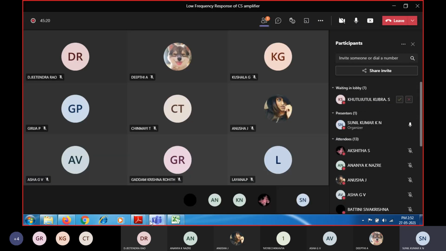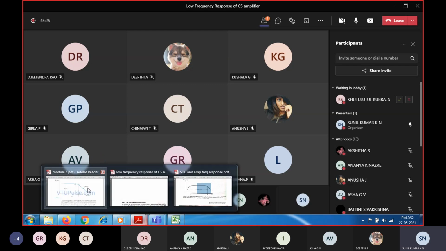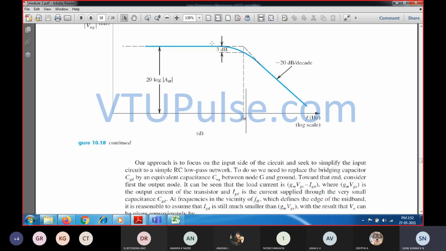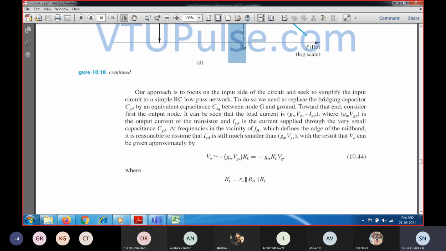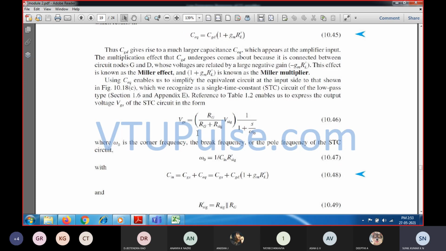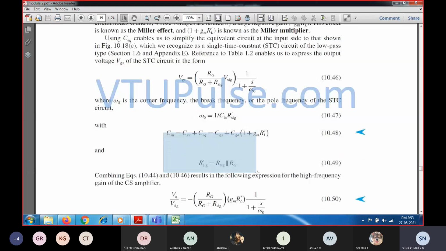So this is about the upper cutoff frequency, higher cutoff frequency curve. This is the midband frequency gain, and as the frequency increases above FH, you can see the gain rolls off. So how to find this FH? That is nothing but the 3 dB frequency. So after finding the capacitance C and R, you can easily find out the time constant that is going to ultimately determine the upper cutoff frequency.